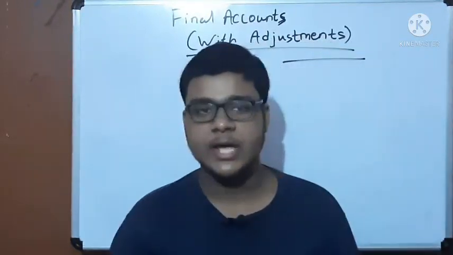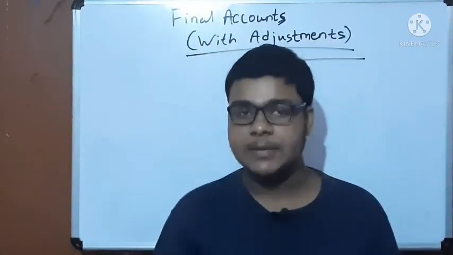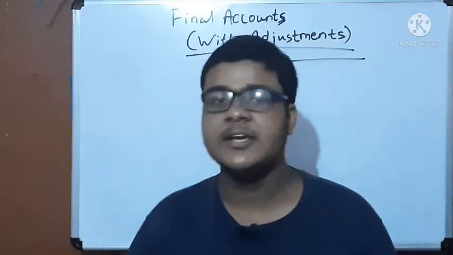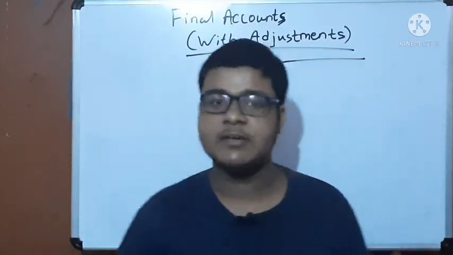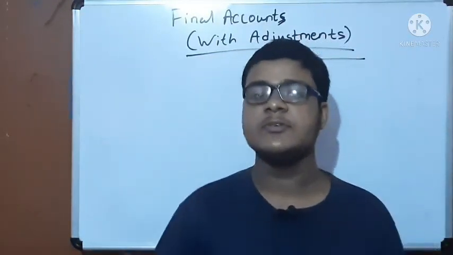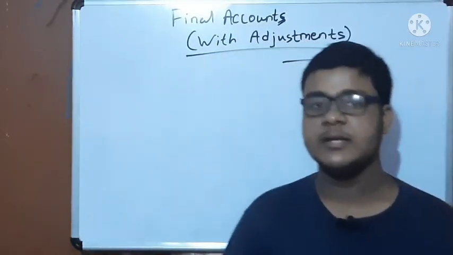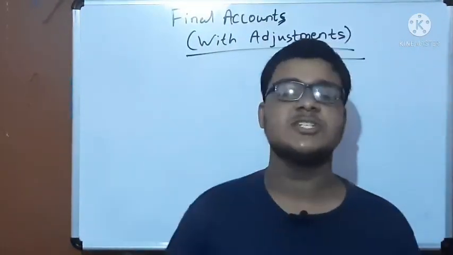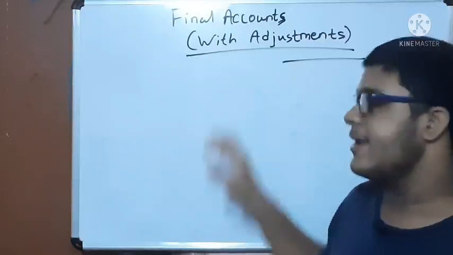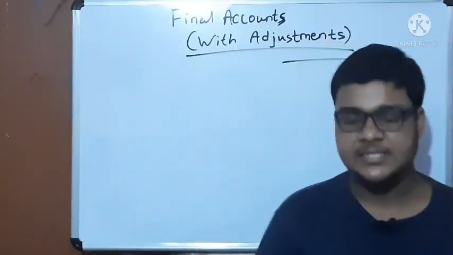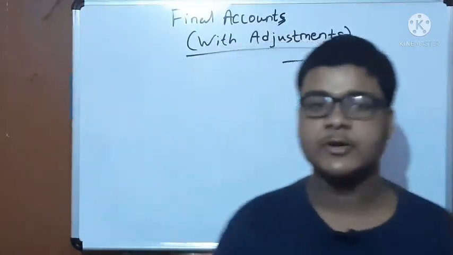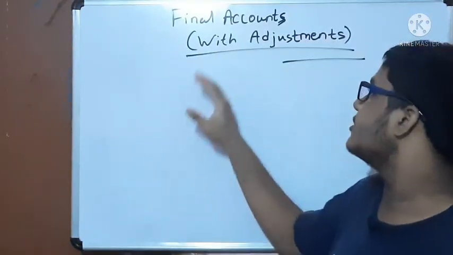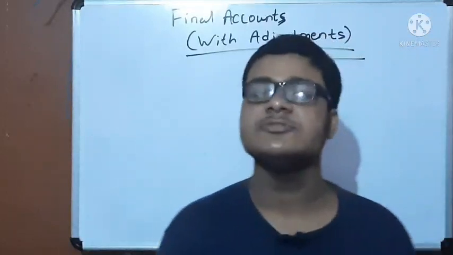So the topic we are going to discuss today is a new chapter. As you can see on the board, it is written final accounts with adjustment. In the previous 4 to 5 videos, we have read about the final accounts of the sole trader without adjustment. But from today we are going to start the new chapter, that is final accounts with adjustment. So this class is meant for CHSC plus two second year students. So the chapter name is final accounts with adjustment.